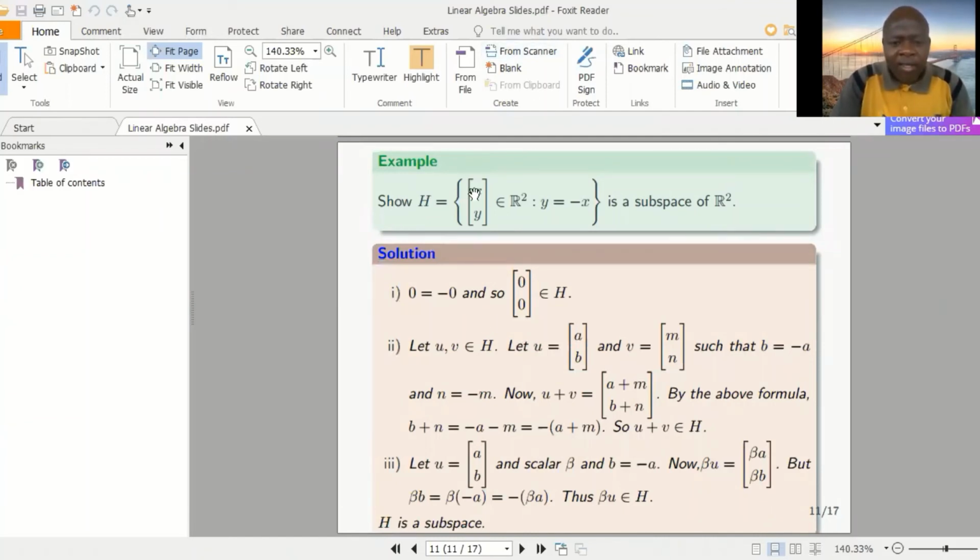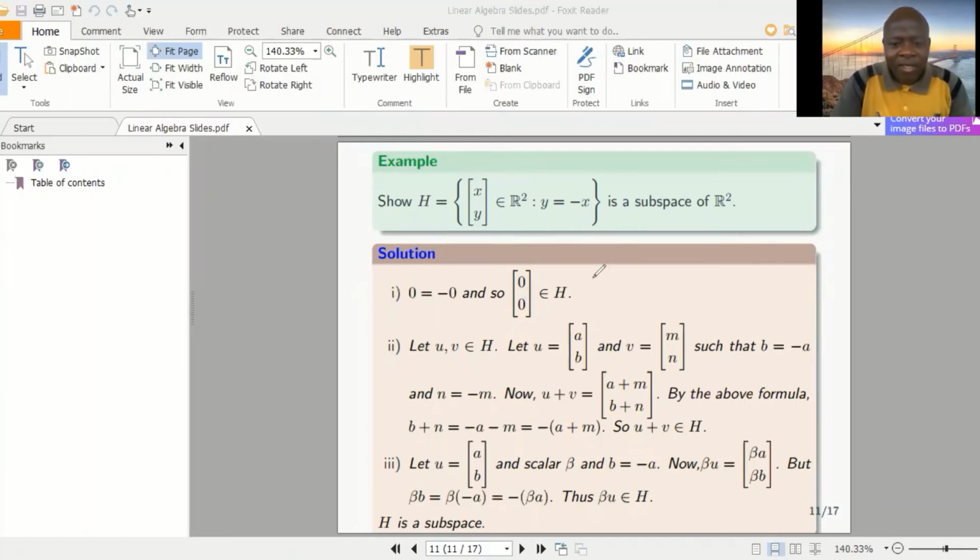Now, we are given this set and we are asked to show that it's a subspace. In other words, give a proof to show that the 3 conditions will be satisfied. We are given here a condition for the vectors that will belong to H, that the second element must be negative the first element.